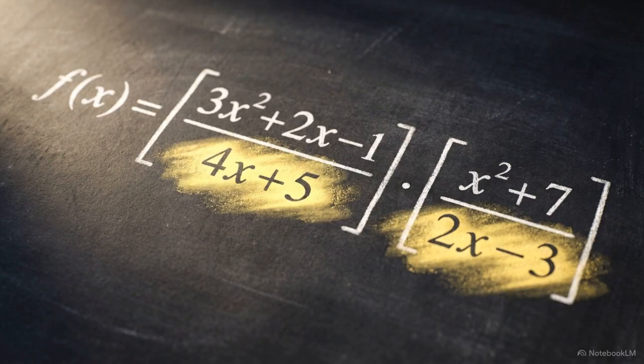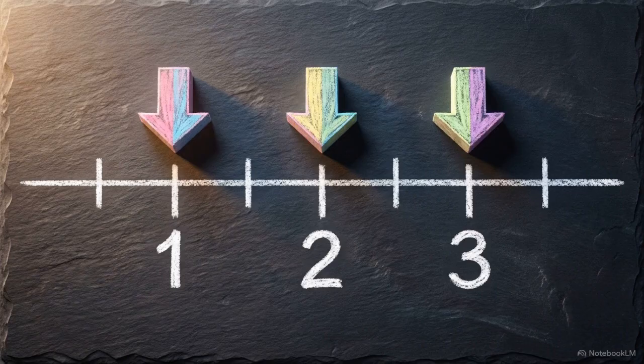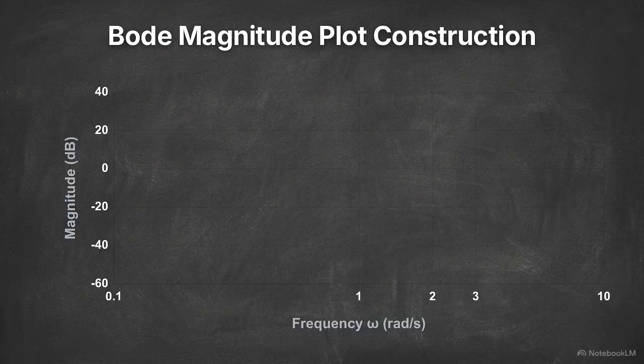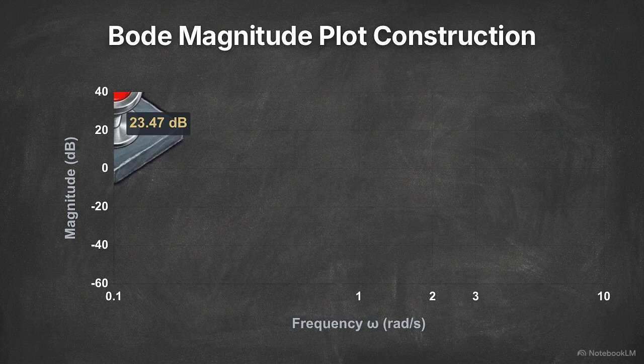We look at the terms in our normalized equation to find the corners. Here, we have distinct corners at frequencies of 1, 2, and 3. These are the exact numerical markers where our plotted line will change direction. Step 3 is initialization. We calculate the exact magnitude and phase 1 decade before our first real corner to establish a firm anchor point. Since our first corner is at 1, we calculate values for 0.1 radians per second. This gives us our starting dot at 23.47 dB.